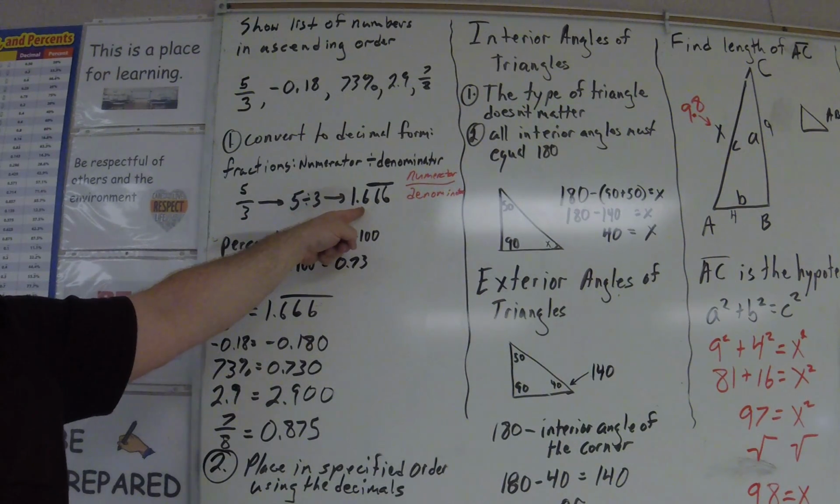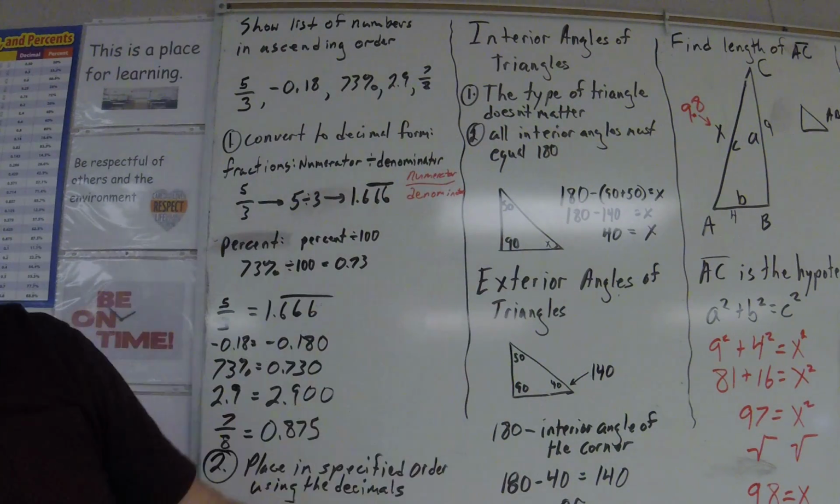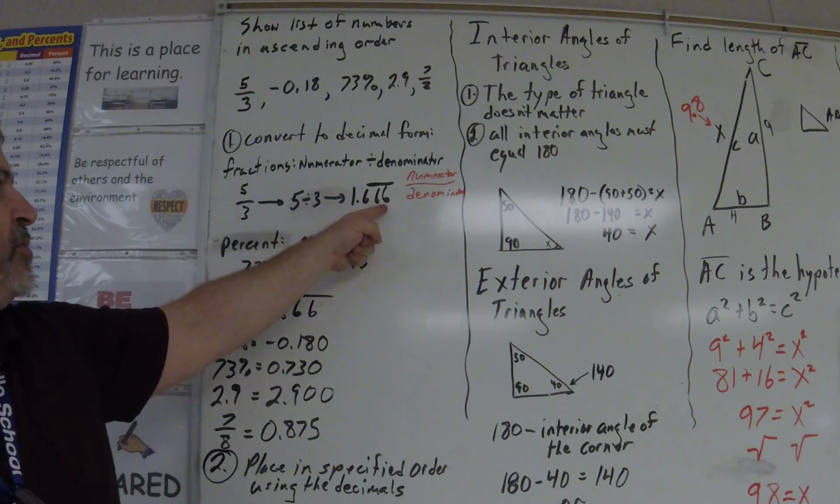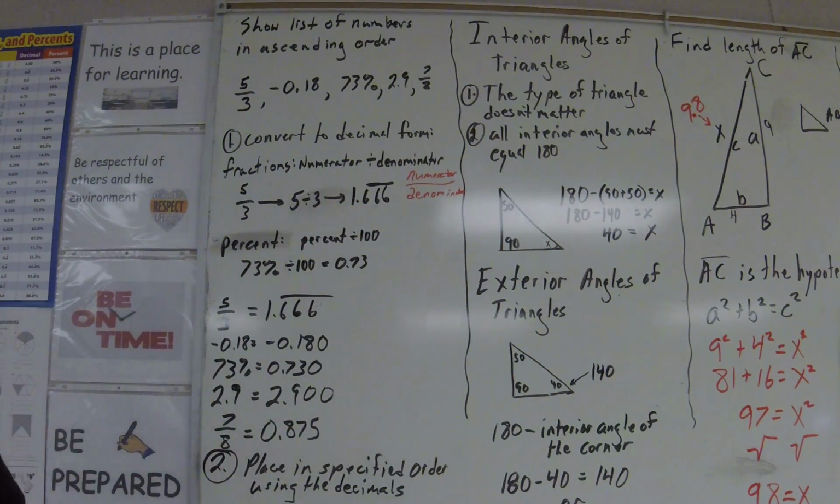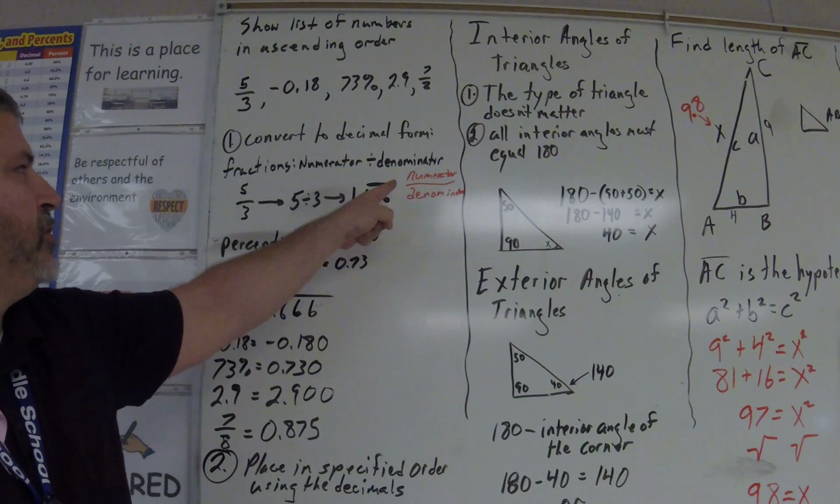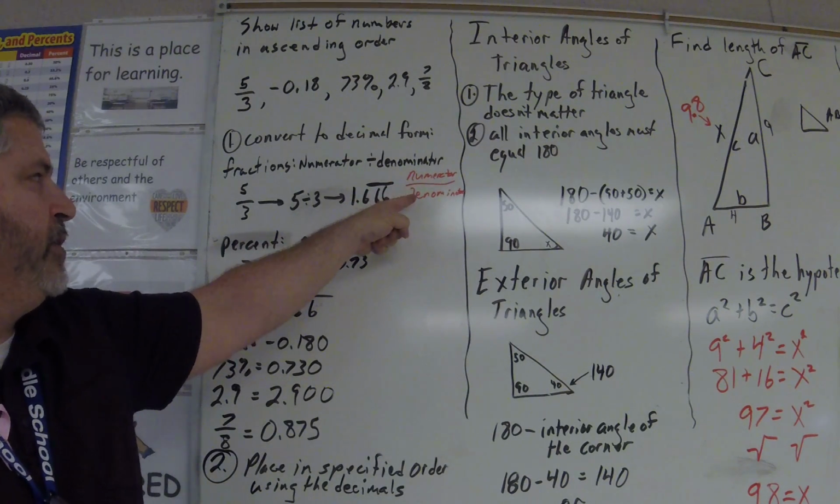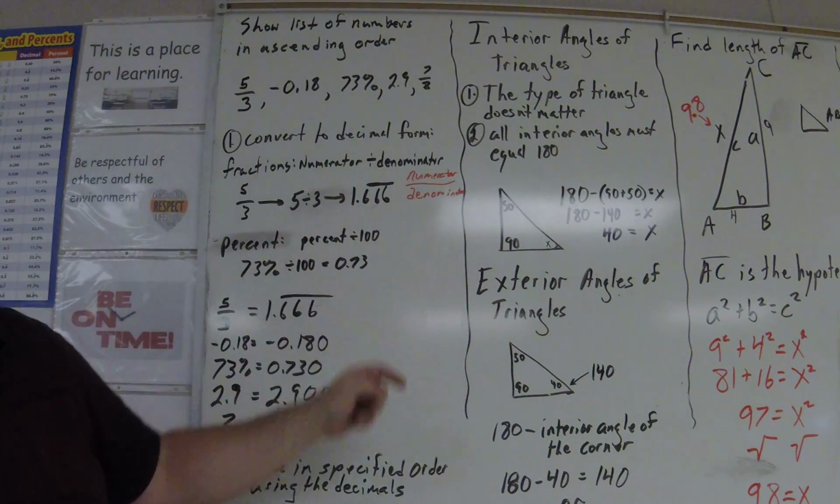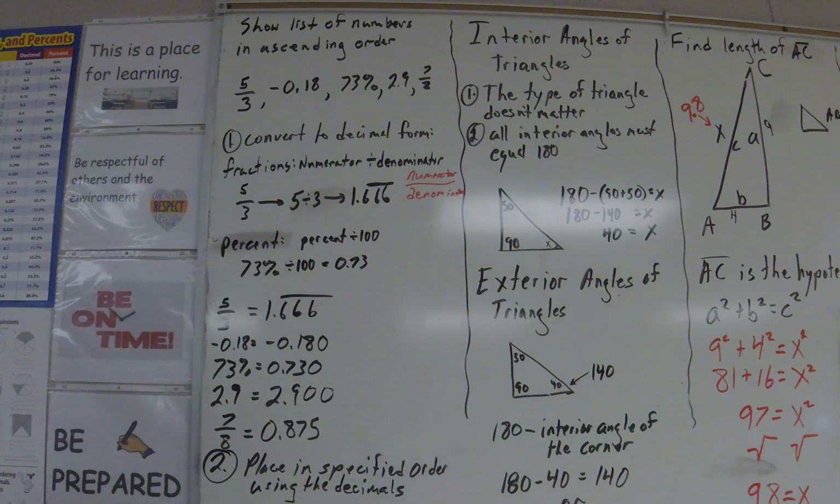And that would give us a decimal of 1.6666666 going on forever. So we use this bar above what's repeating to show that it's going to repeat forever. And again, that decimal was produced by dividing the numerator by the denominator, the numerator being the top number of a fraction and the denominator being the bottom number. So we've got our fractions converted to decimal.